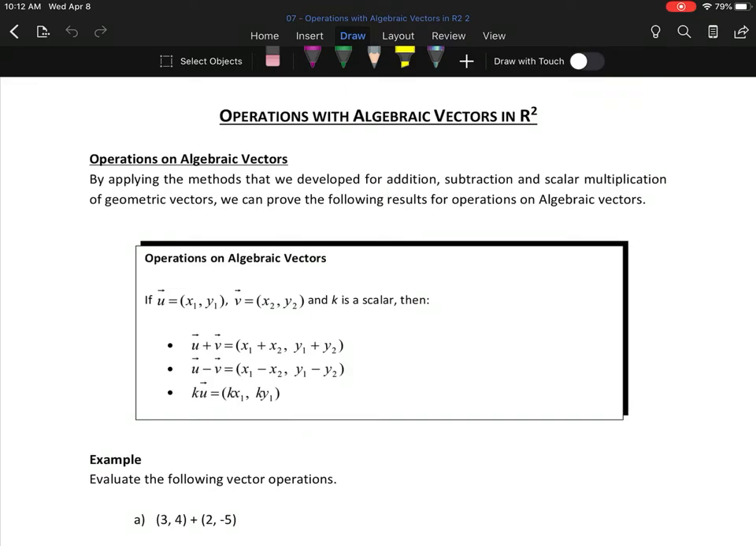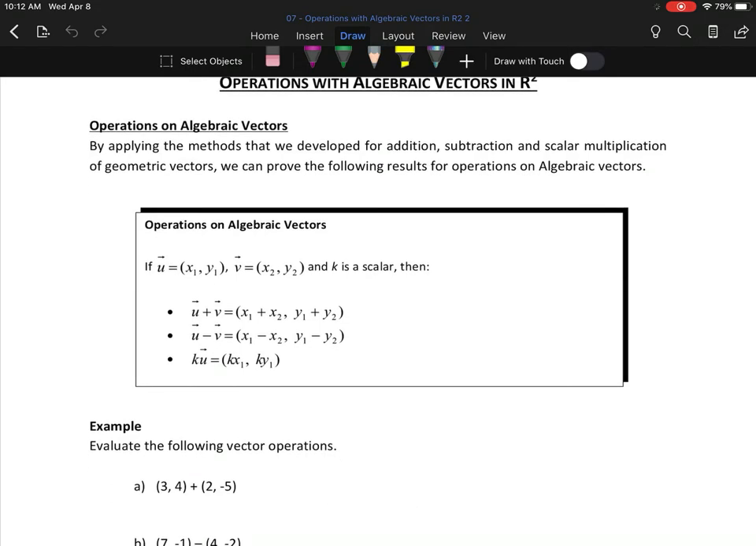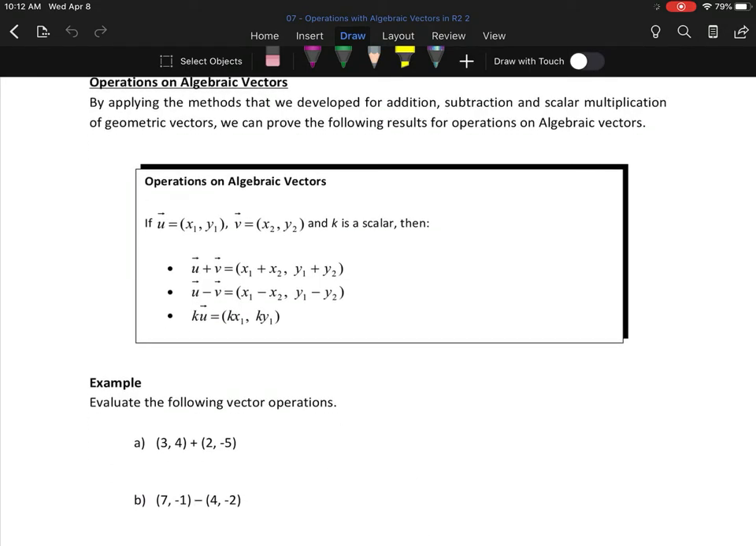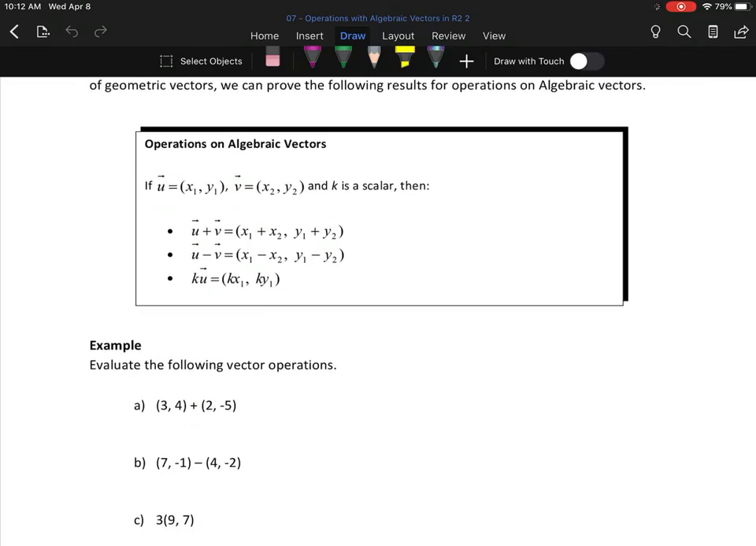If you want to add two vectors, you just add their x components and add their y components. If you want to subtract two vectors, you just subtract their x components and subtract their y components. And if you want to multiply the vector by a scalar, you just multiply the k in. You just take that and distribute it across the vector, just as you would expect.